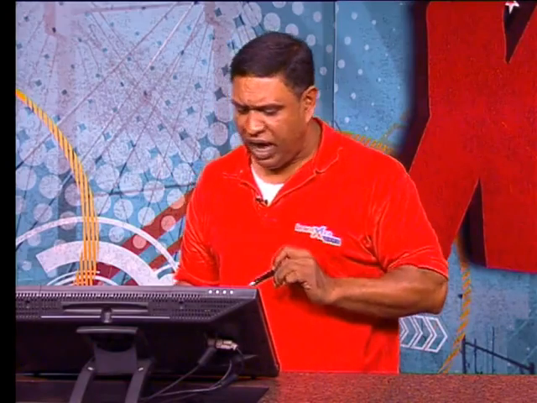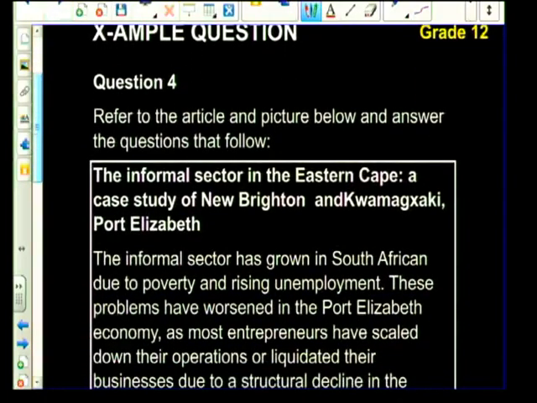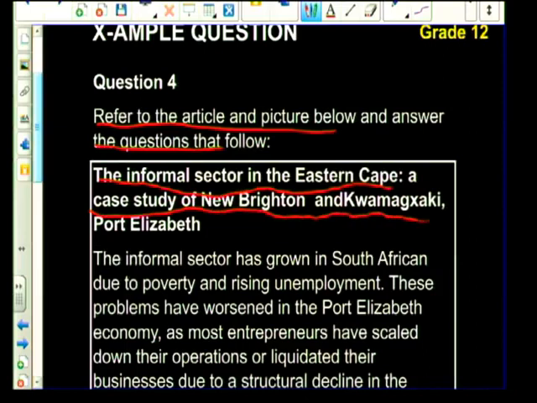Okay, let's look now at an example. I put in a little case study here. This article and picture below, refer to this and answer it. The informal sector in the Eastern Cape, a case study of the New Brighton and Kamakazaki in Port Elizabeth. All right, can you see it's specific in these areas?